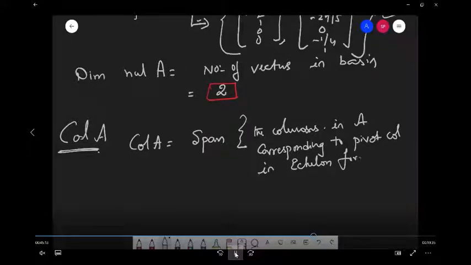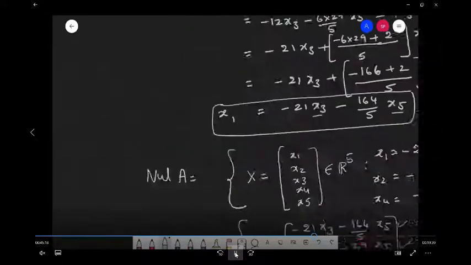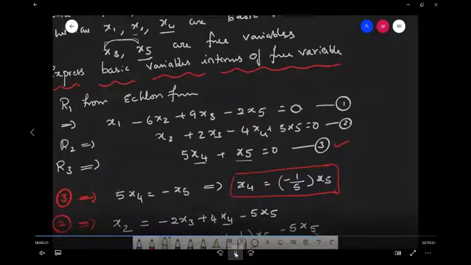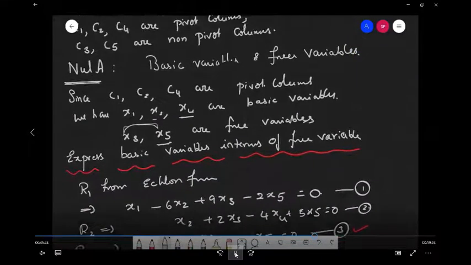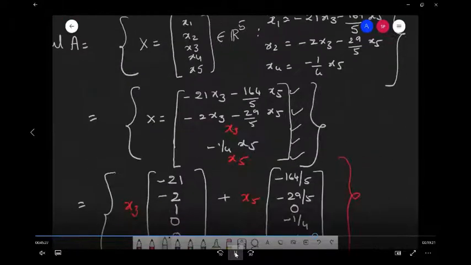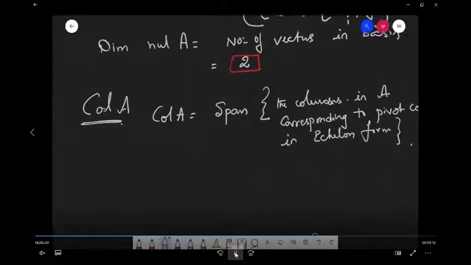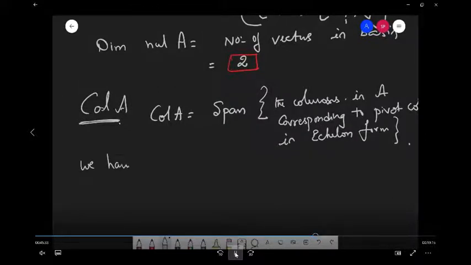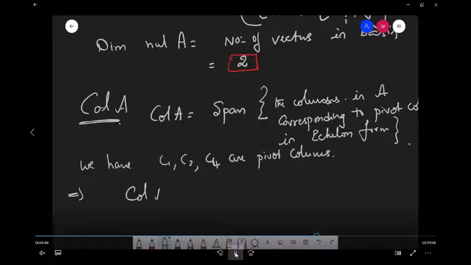And in this question, the given matrix is already in echelon form. So let us check what the pivot columns are. Pivot columns are C1, as we remember, C1, C2, C4 are pivot columns. So I can write that the column space of A is equal to the span of C1, C2, C4. They are from the given matrix A.